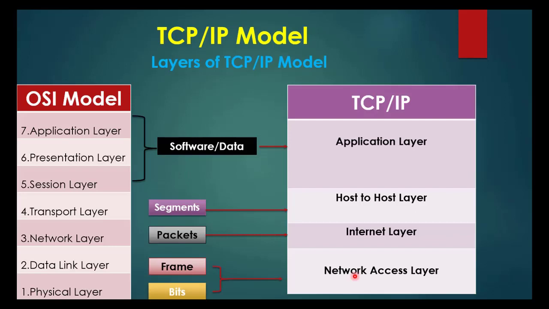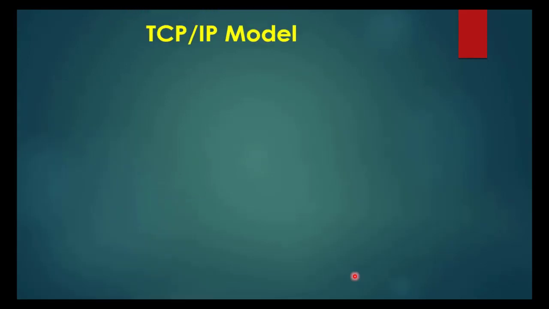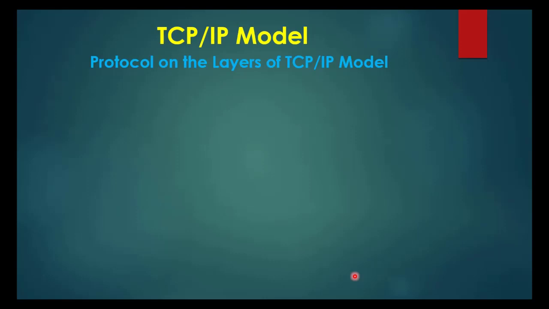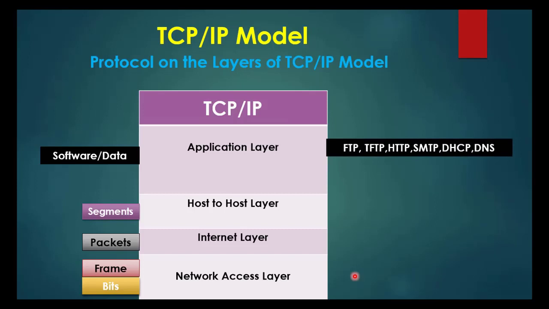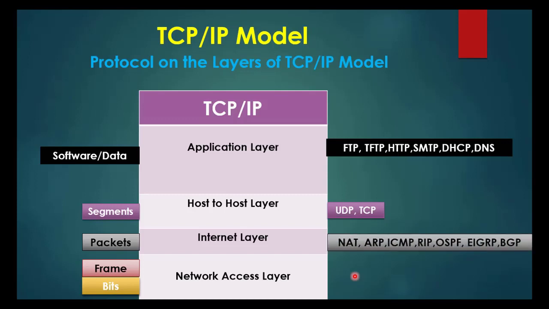Protocols on the layers of the TCP/IP model. Application layer protocols are FTP, TFTP, HTTP, SMTP, DHCP, DNS. Host to host layer protocols are UDP and TCP. Internet layer protocols are NAT, ARP, ICMP, RIP, OSPF, EIGRP, BGP. Network access layer protocols are Ethernet and FDDI.